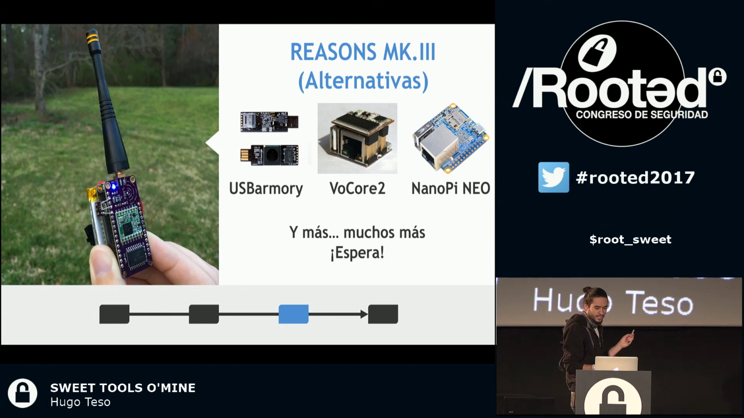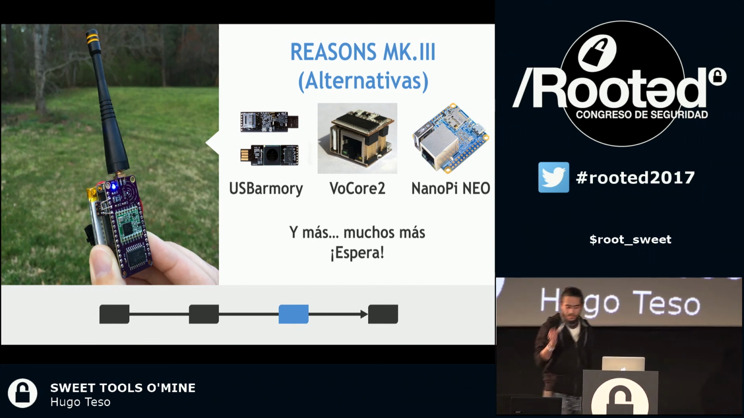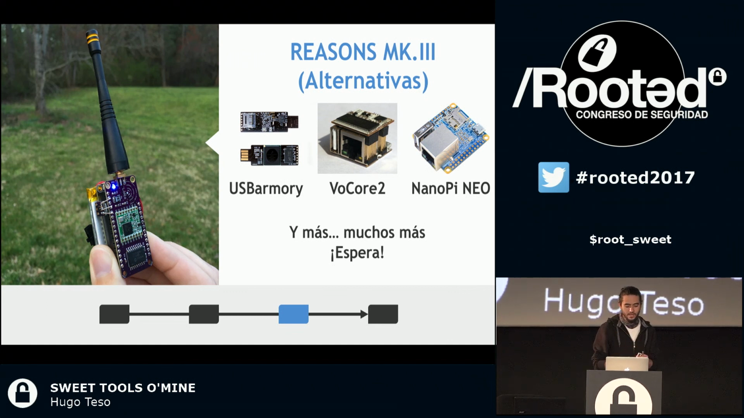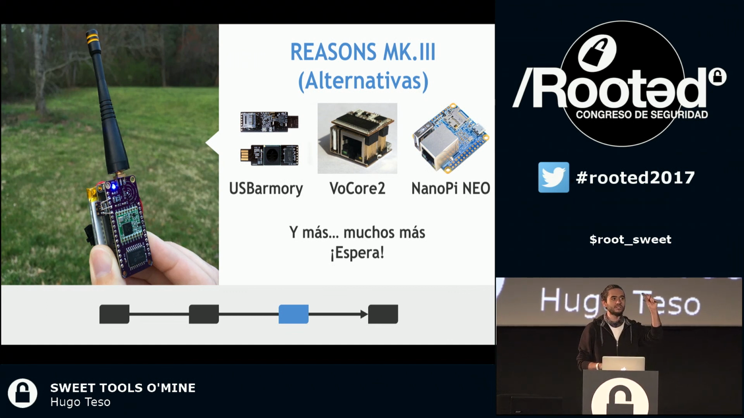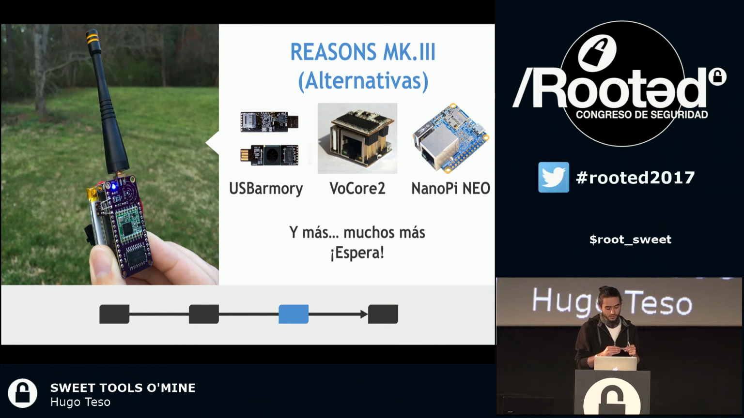Then there are also alternatives to it. You have USB Armory, VoCore2, NanoPi Neo. However, there are differences here. These are not microcontrollers, but microprocessors. Here we could install software. So for instance, the USB Armory, which is a board the same size of a USB stick, has an ARM processor, Linux, SDK.